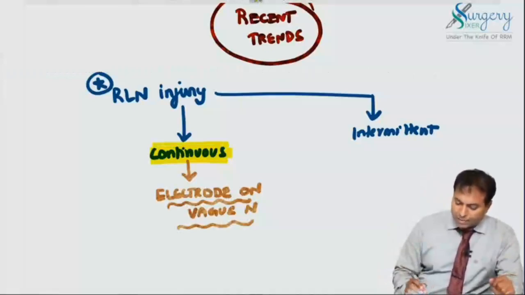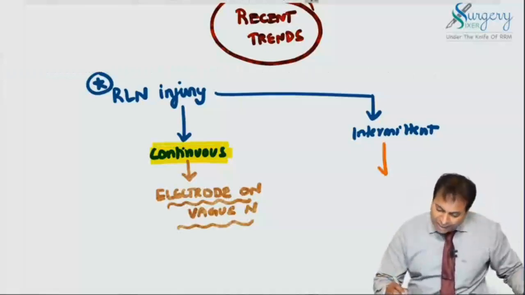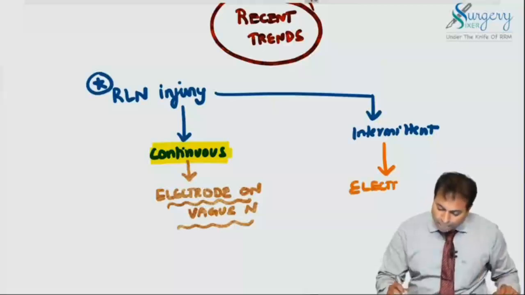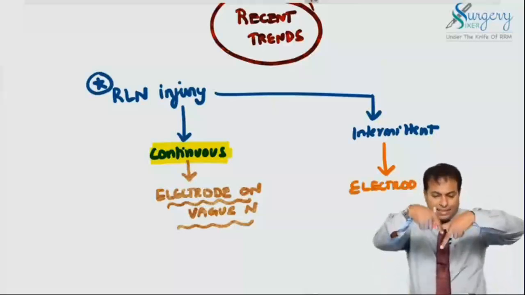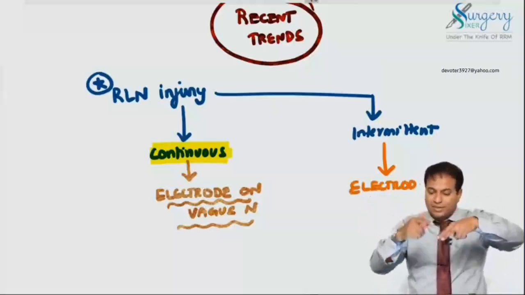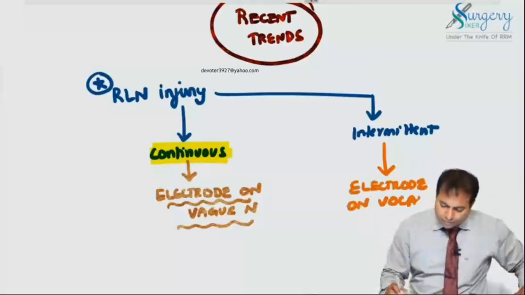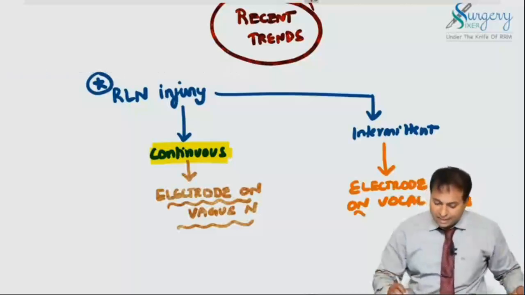So continuous monitoring is by keeping an electrode on the vagus nerve. This can be asked as an MCQ. Intermittent can be monitored by keeping an electrode on the vocal cords, like this. When there is an injury of the recurrent laryngeal nerve, we will go for the cadaveric position to send a signal. Electrode on vocal cords, we will keep for intermittent signal. Continuous signal on vagus nerve.